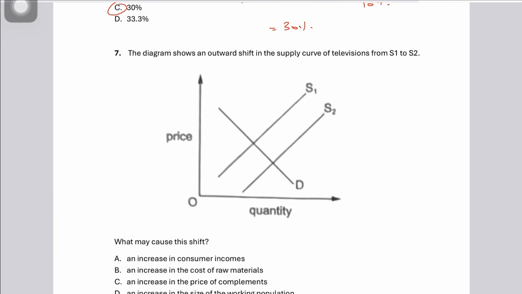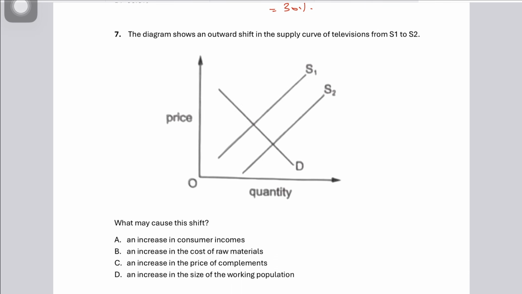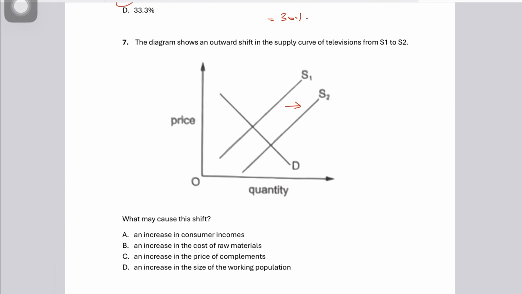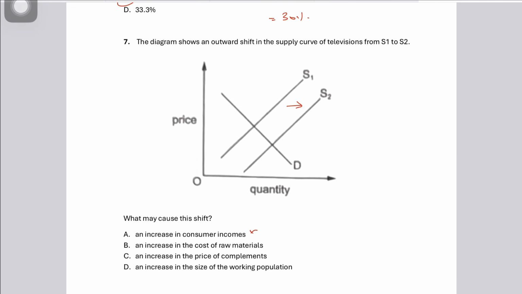Question 7 says, the diagram shows an outward shift in the supply curve of televisions from S1 to S2. What may cause the shift? The supply is shifting to the right. It shouldn't be A, and it shouldn't be B either, because those would shift the supply curve to the left. So the correct answer has to be D for David, because an outward shift of supply would mean that firms are willing and able to supply more at every price, right?